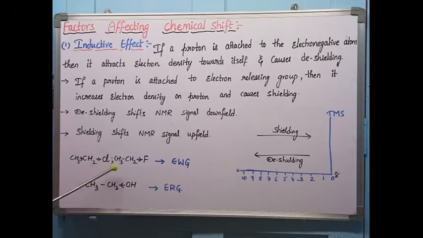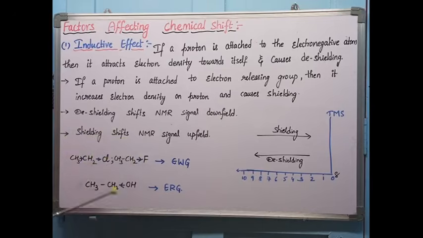So for example, in a carbon chain in ethyl chloride, if it is attached to an electron withdrawing group, it attracts all electrons towards itself. Then this carbon develops a partial positive charge and this halogen develops a partial negative charge. So because of the electron withdrawing group, minus I effect is observed.